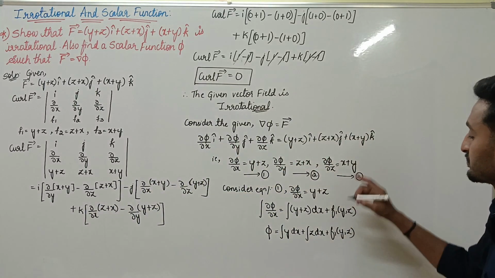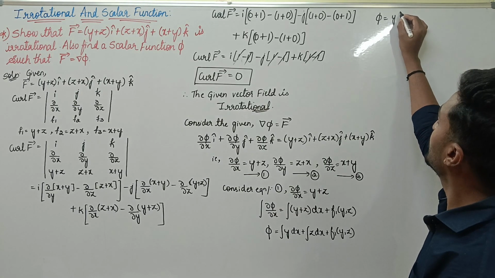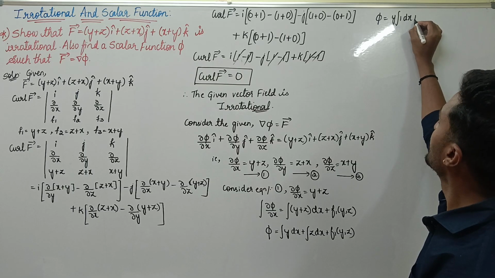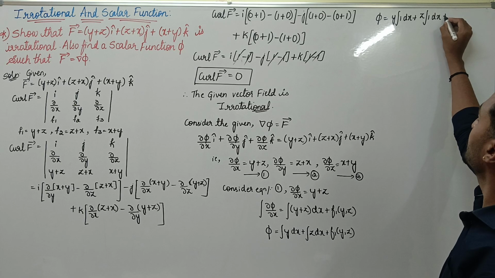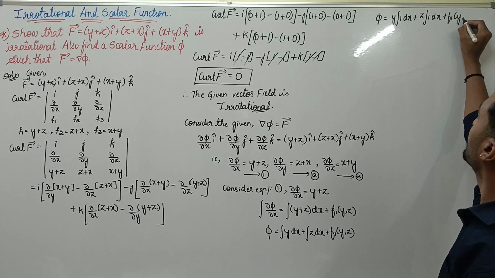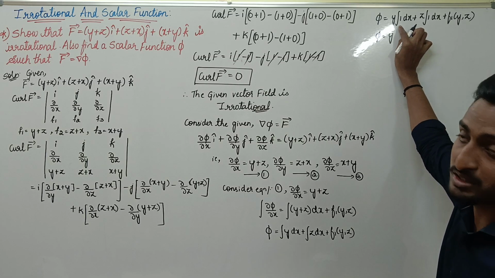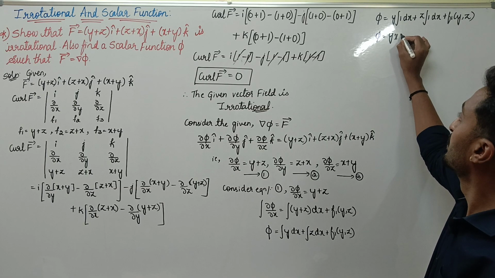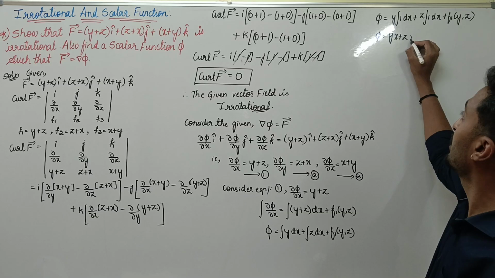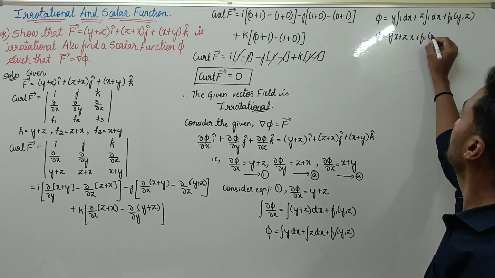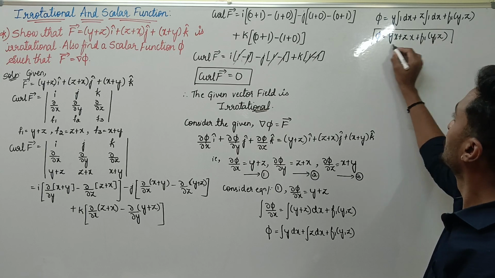Got the point? Now, y remains constant, integration of 1 dx, plus z remains constant, integration of 1 dx, plus f1 of y comma z. Phi is equal to y into integration of 1 with respect to dx, that is x, plus z into integration of 1 with respect to dx, we have x, plus f1 of y comma z. This will be our first.